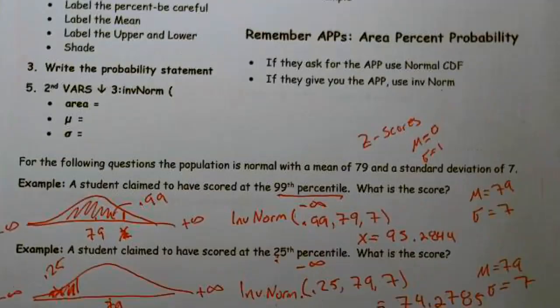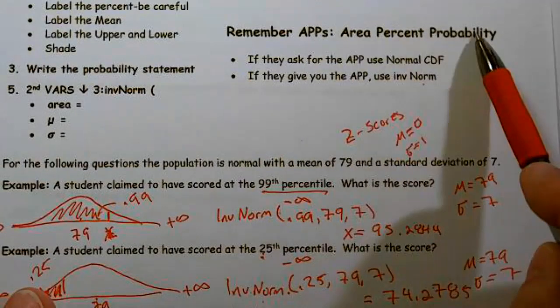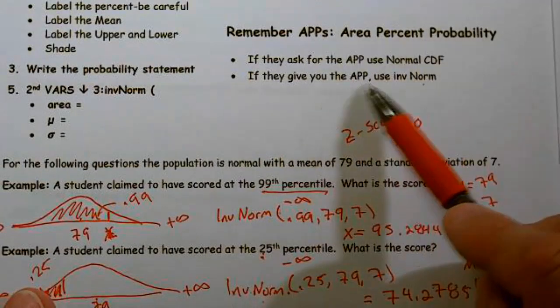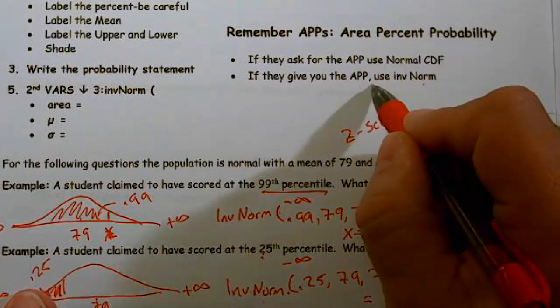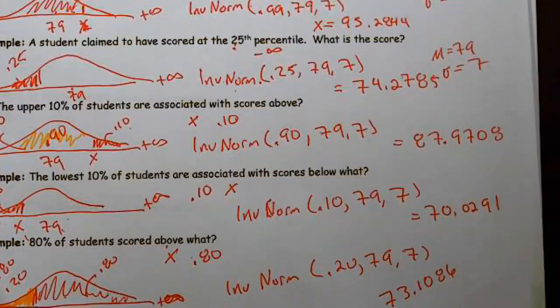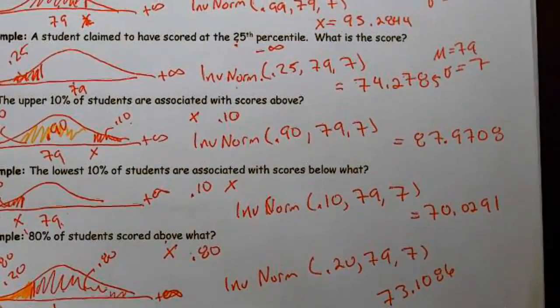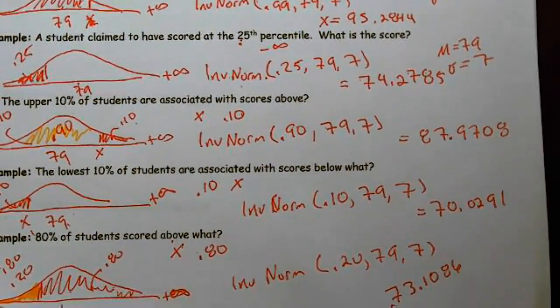So please remember the rule. If they give you an area, a percent, or probability, use inverse norm. All right, in all of these cases, they gave me an area or a percent. All right, the next video will be on actual scenarios as opposed to just some values.